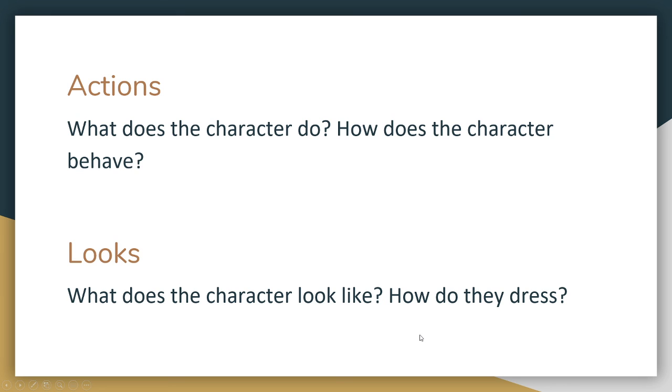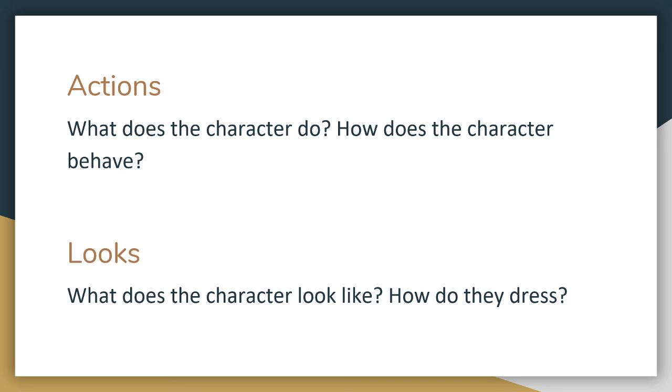Our next is actions, which we've of course already talked about. What does the character do? How does the character behave? And finally, looks. What does the character look like? How do they dress? If the character is dressed in a suit of armor, then you know immediately that they're a knight. And just by knowing that they're a knight, you probably know that they're brave.